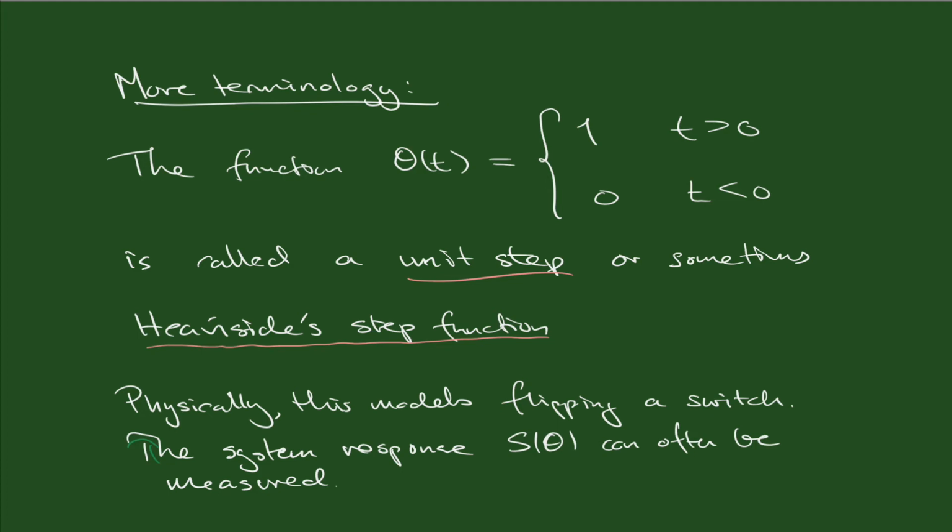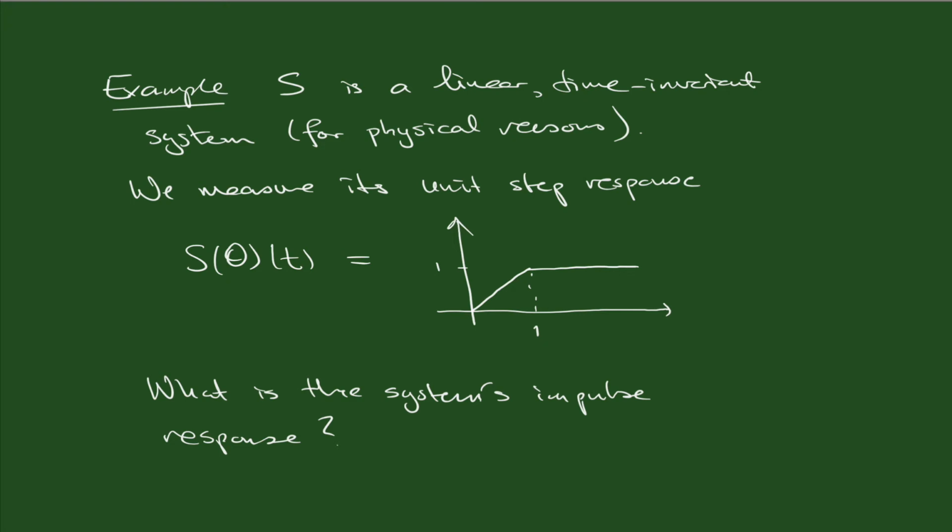So the impulse response itself is often very difficult to measure, whereas the step response, the system response to the unit step, is often a lot easier to measure. Let's again take the electric circuit as an example. Then the step response is just measuring what the system does when we flip a switch, turning on the voltage. Okay, so let's do an example.